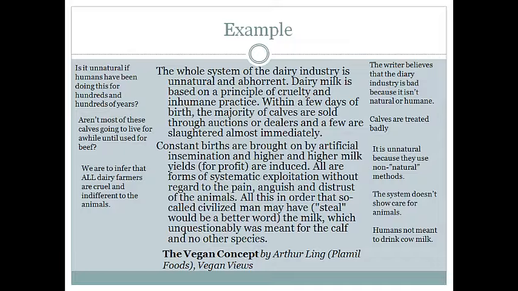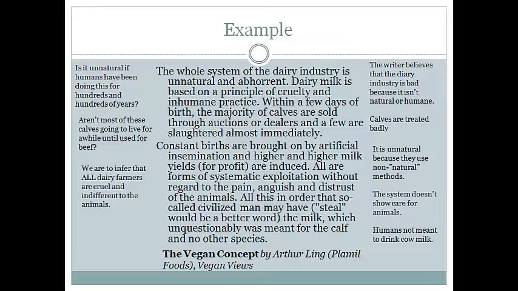So my first thought here says, is it unnatural if humans have been doing this for hundreds and hundreds of years? We've been having milk come from dairies for far longer than I've been around, as it says here, for hundreds of years. So at some point, it's a natural thing that we do. And that was kind of a devil's advocate question: is it not natural now to be doing this?